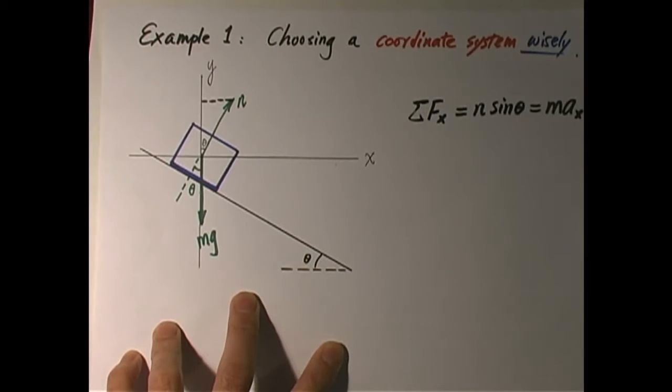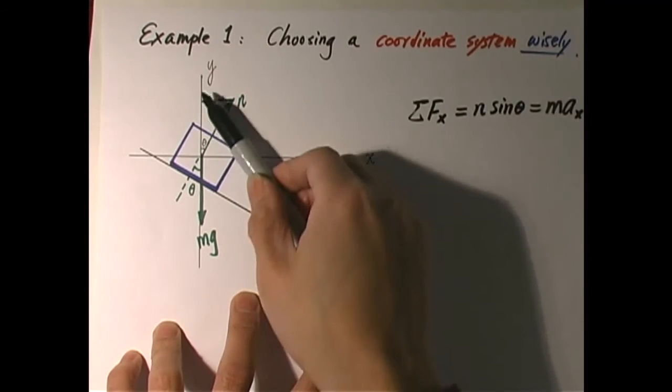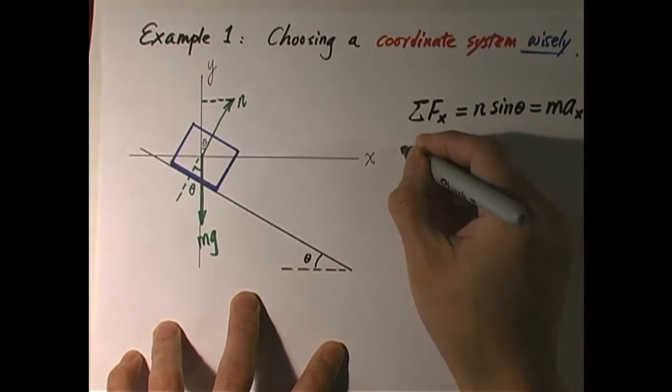Now let's apply Newton's second law in the y direction, shall we? In the y direction, I chose the upward direction as positive, so N would have an upward component in the y direction.